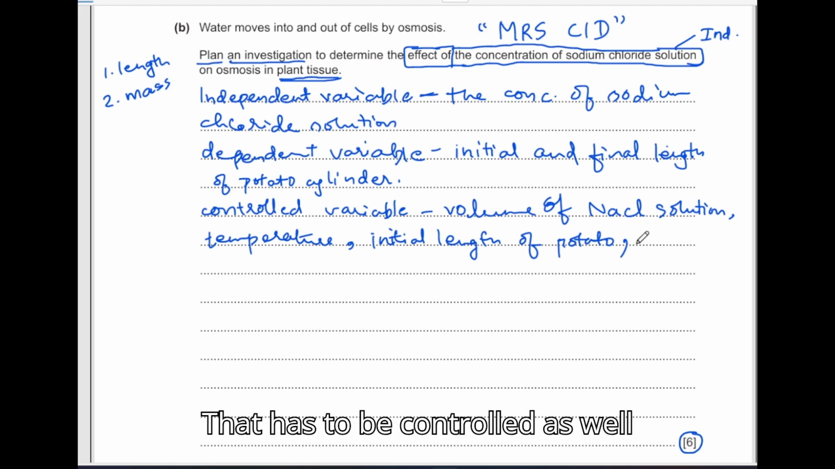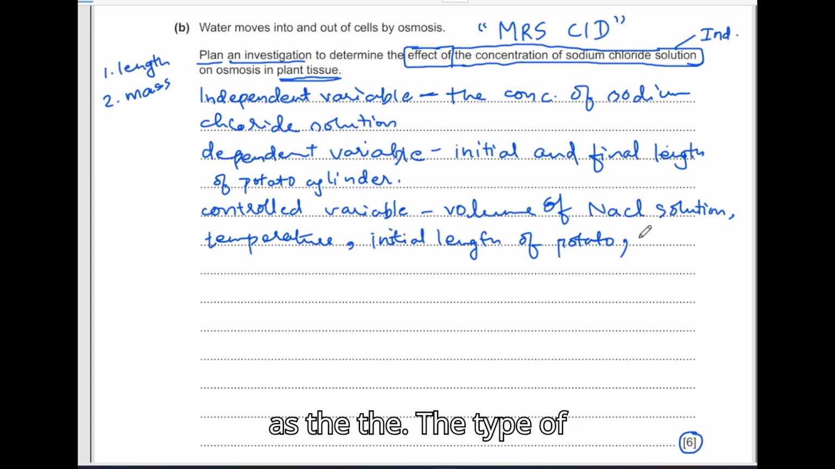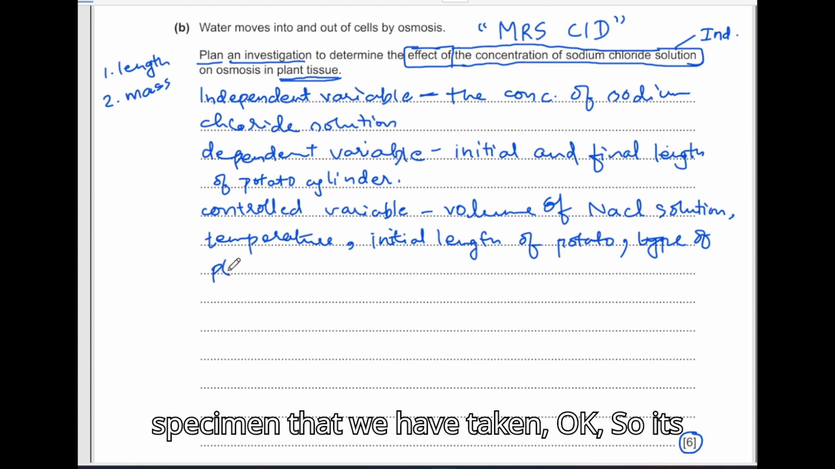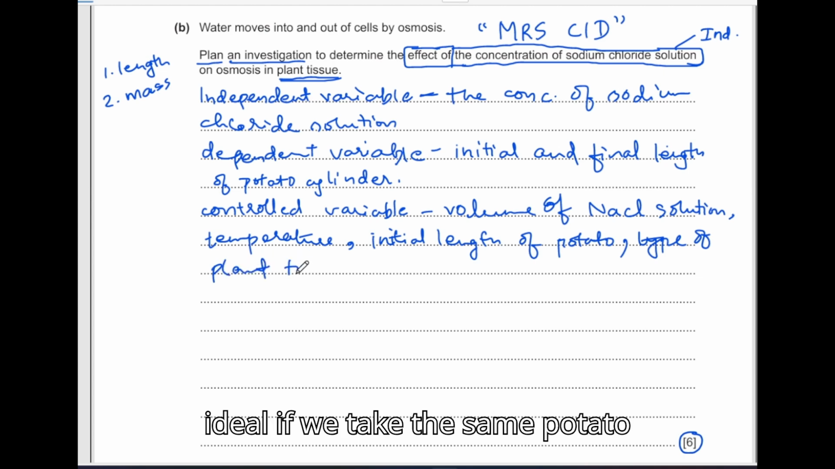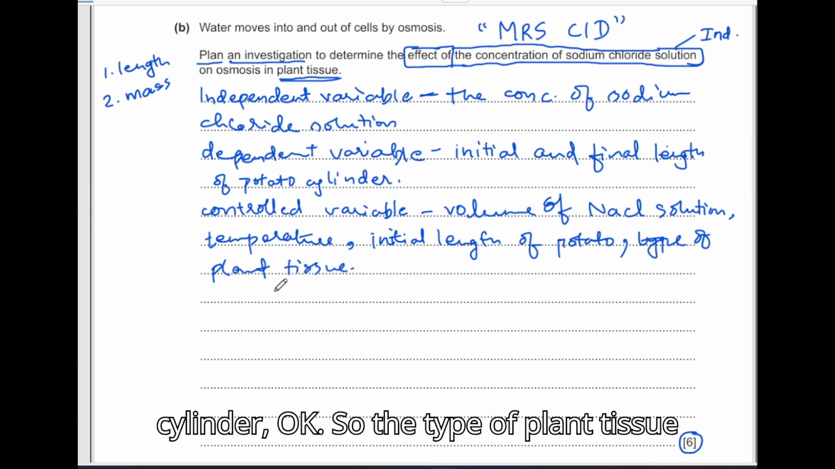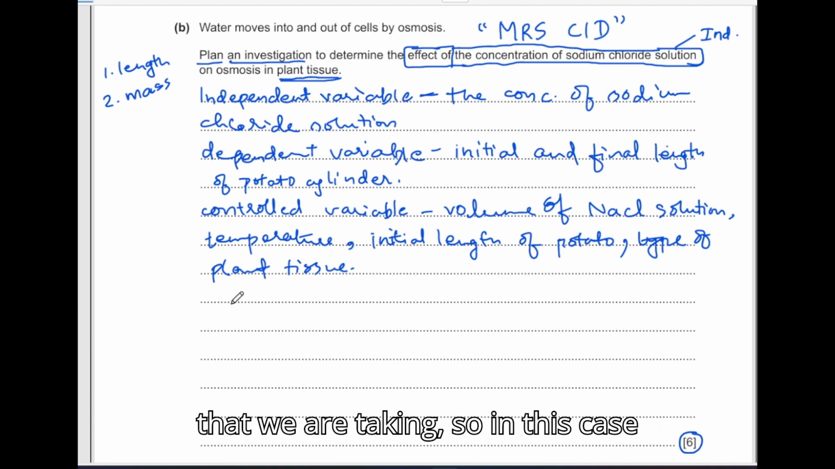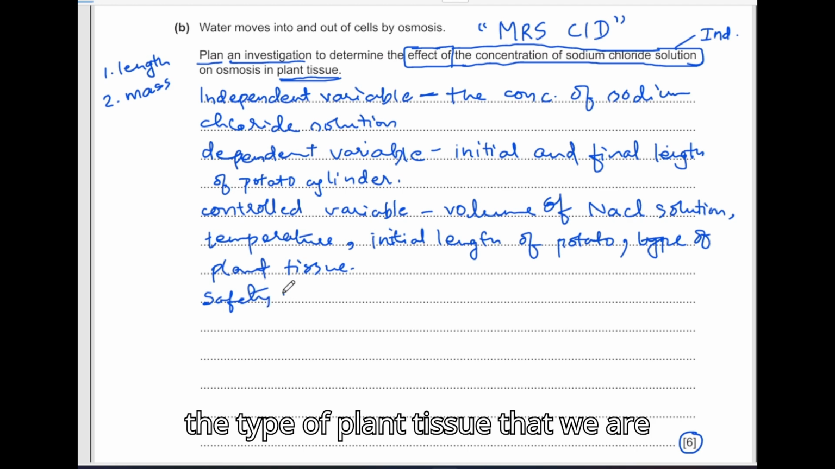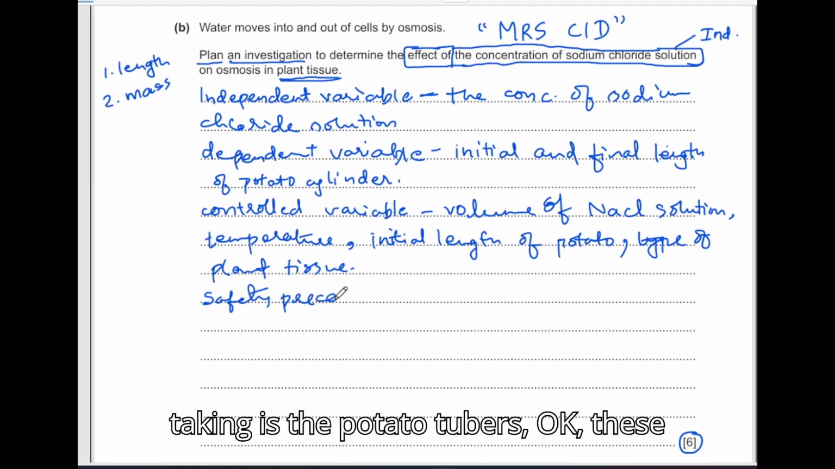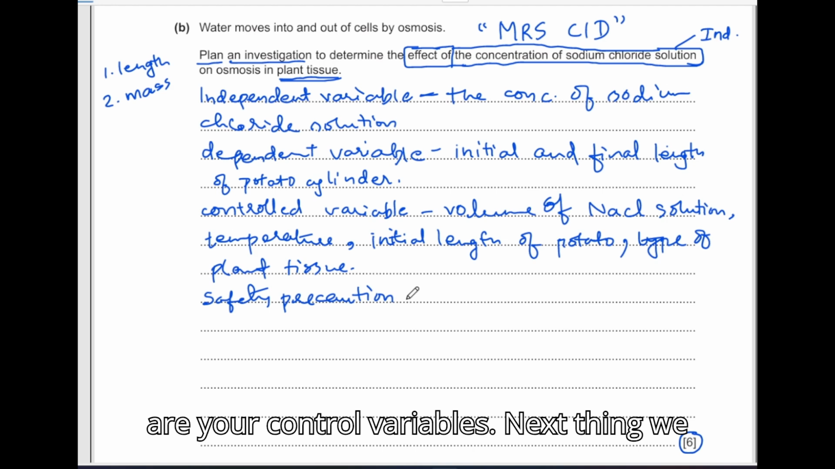That has to be controlled, as well as the type of specimen that we have taken. Okay, so it's ideal if we take the same potato cylinder. So the type of plant tissue that we are taking, in this case, is the potato tubers. Okay, these are your control variables.